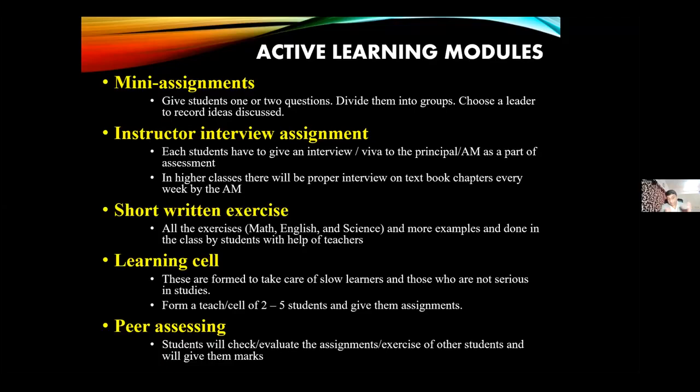Then learning cells, where some students are poor, they can form a learning cell, a group of 3 students. One is very bright, one is average, and one is lagging in that topic and subject. Then they can meet regularly and upgrade. Peer assessing: when we give a project to the students, the project report is given to all other students. They evaluate the project reports of the others and also give marks. So that is peer reviewing we do.